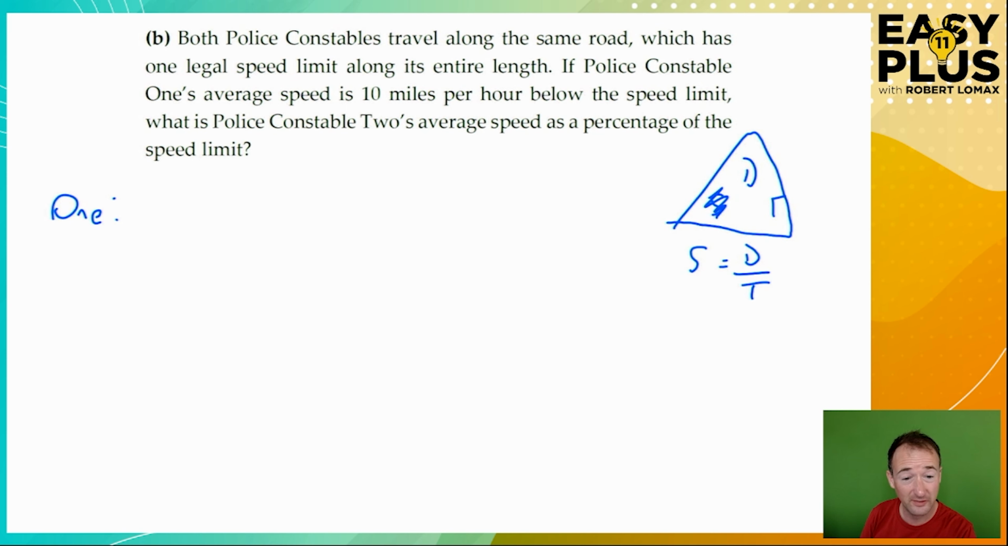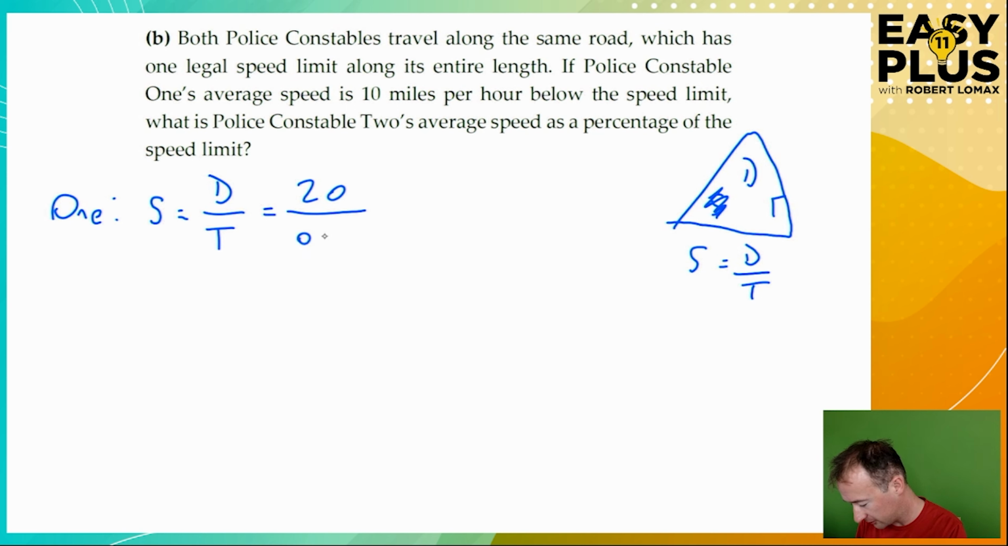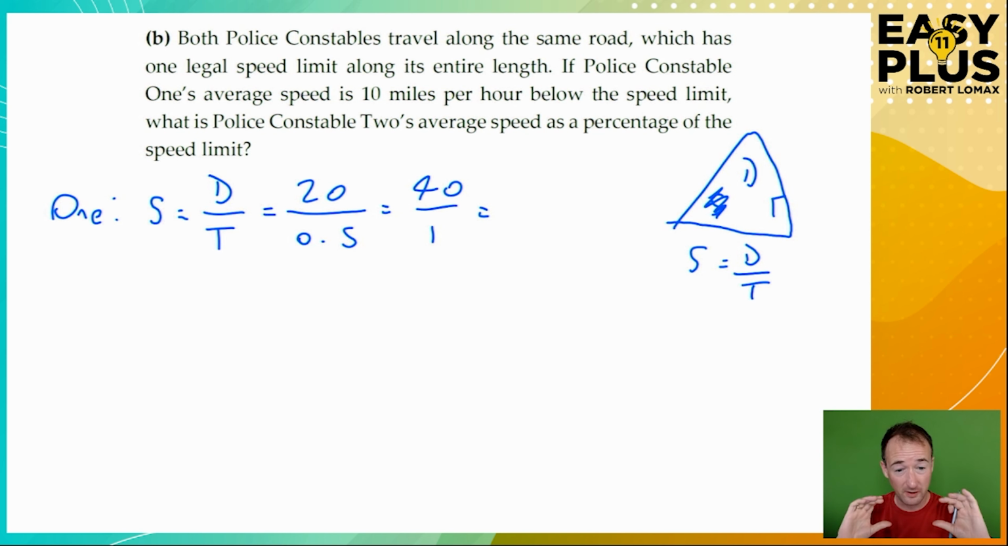Speed equals distance divided by time. We know from the information we were given at the beginning that Police Constable 1 travels 20 miles. And they take 30 minutes, which is half an hour or 0.5 hours. If we want to get from the distance in half an hour to the distance in an hour, we simply need to double everything. And this is miles per hour, so it's simply 40 miles per hour, often written as mph.